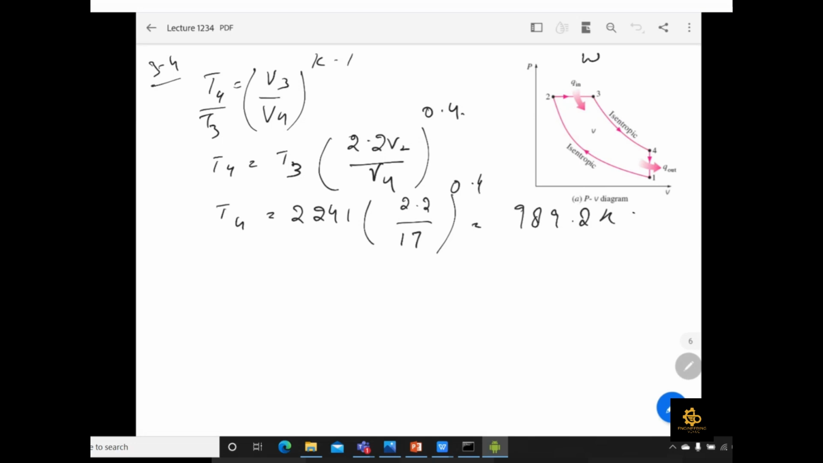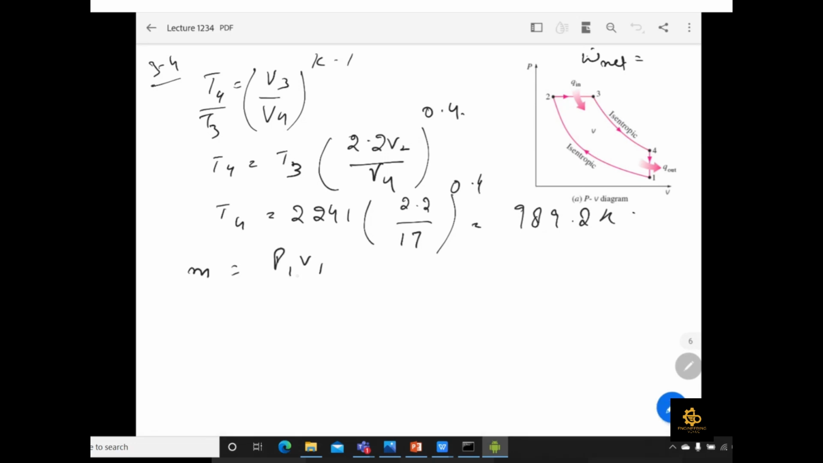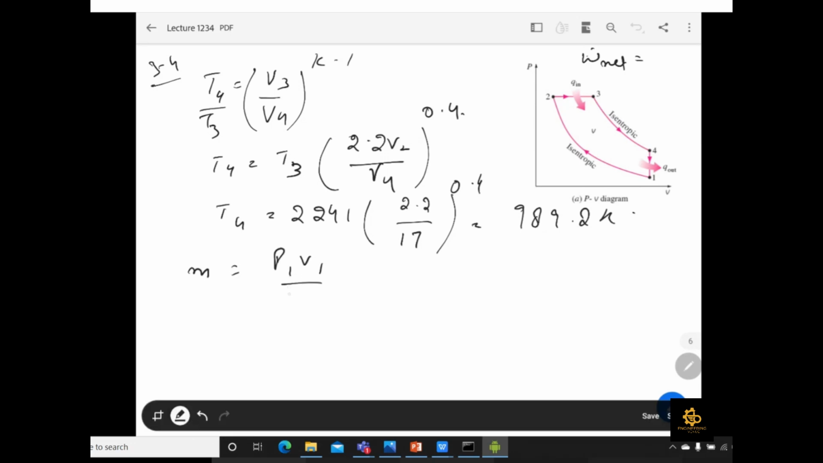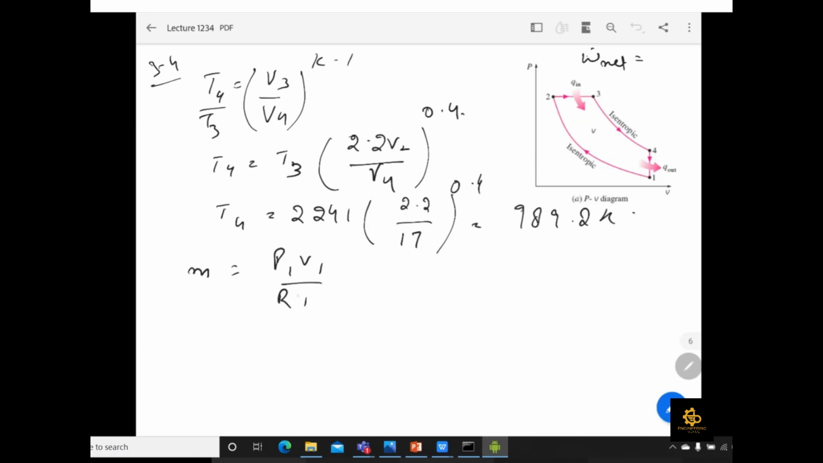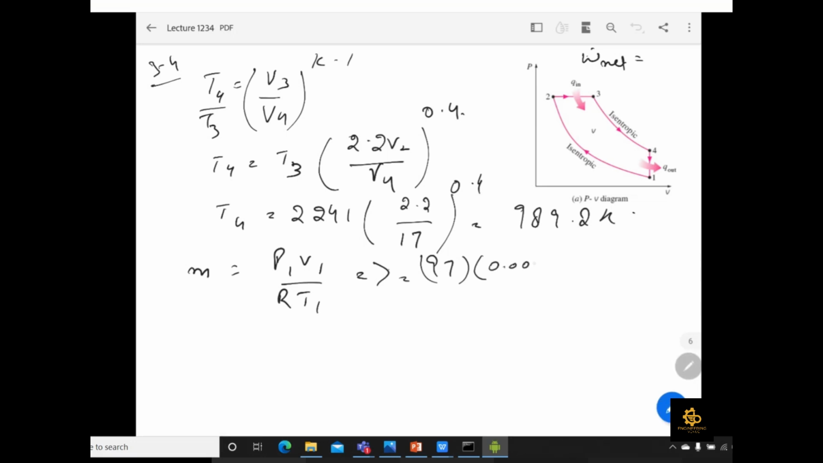Another important thing is here for the W net, which I already mentioned in the W dot net power equation. You have to use the W net in kilojoules. In order to find the kilojoules, you have to find the mass of your working fluid as well. So m equals P1 V1 over R T1. 97 kilopascal is mentioned in your question as P1 at point number 1. Here V1 is the volume at the initial state, which is given in your question. It is a 2.4 liter engine. So you have to convert it into cubic meters.